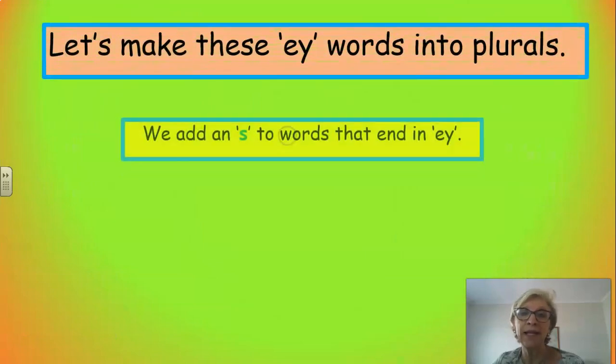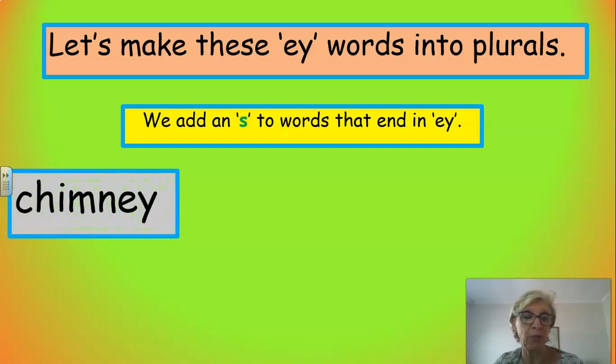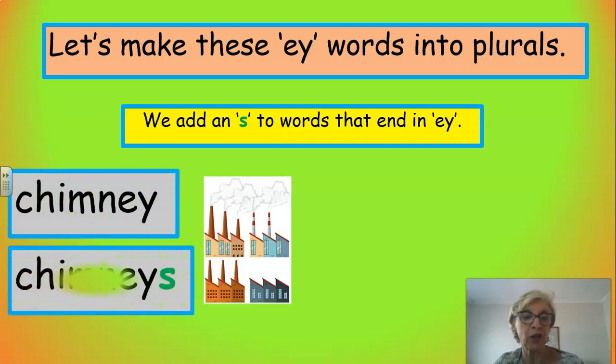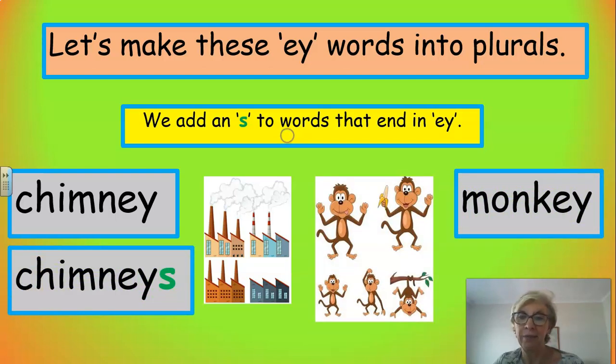Right, let's make these EY words into plurals, remembering that they just get an S at the end, like chimney and many chimneys. Monkey, many monkeys.